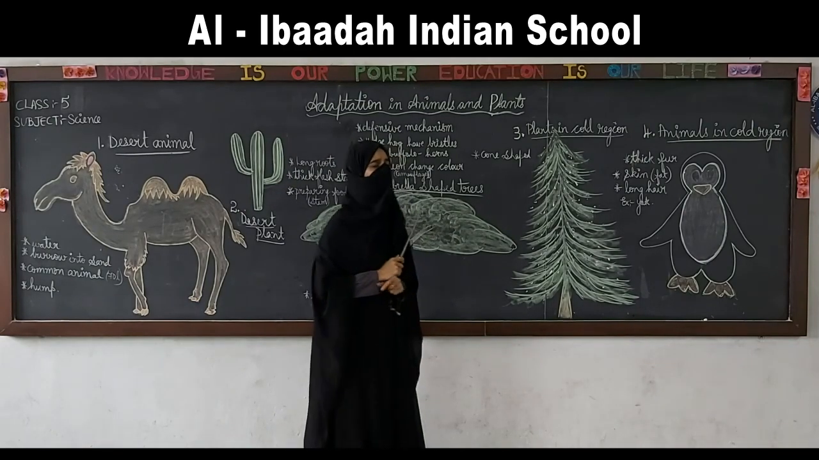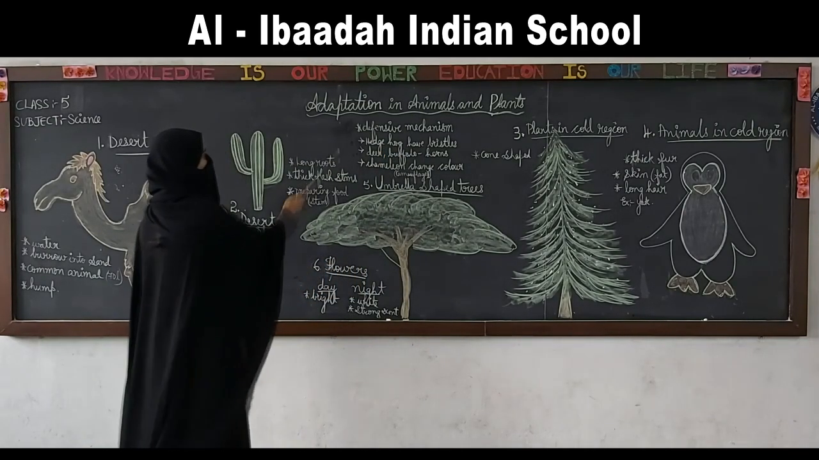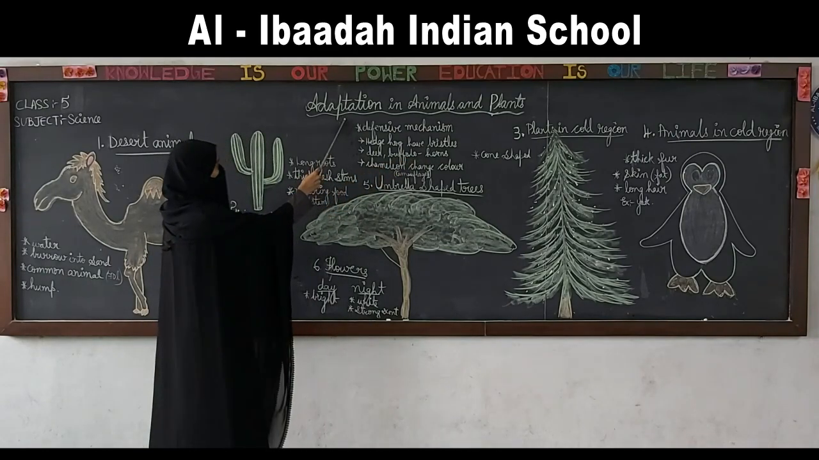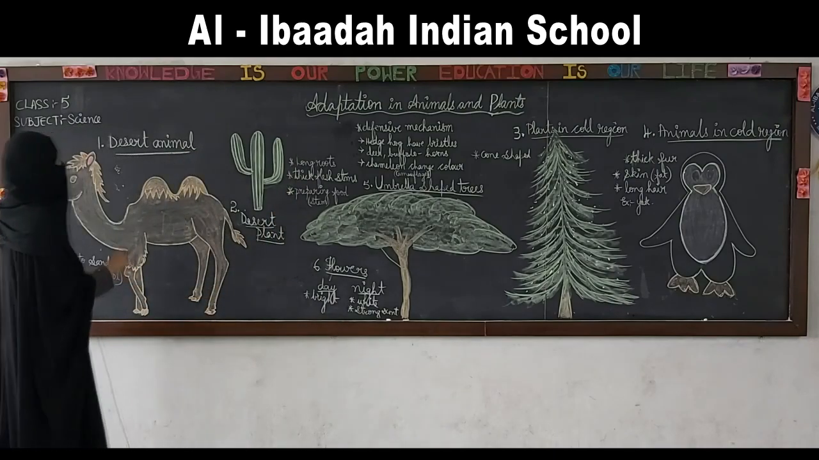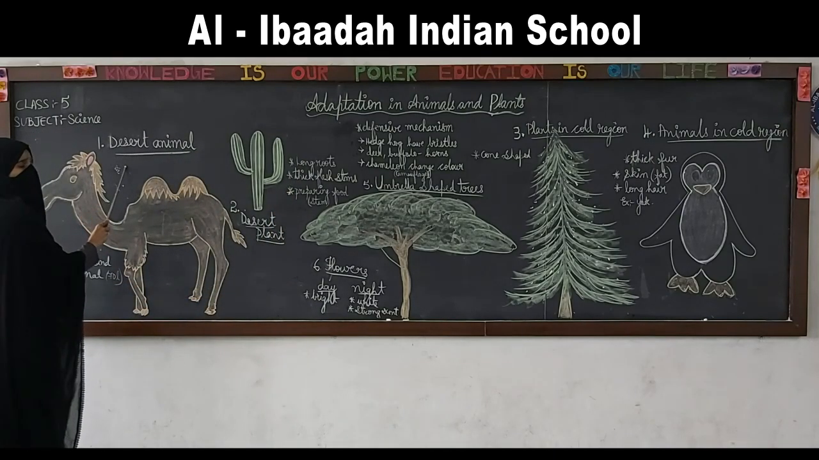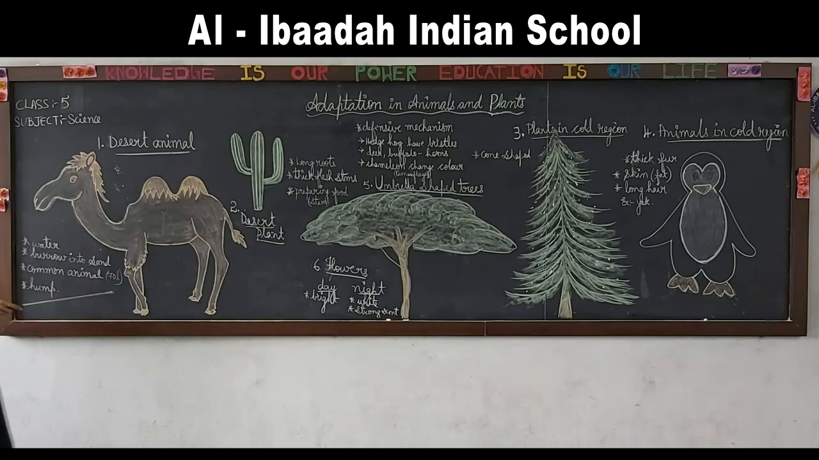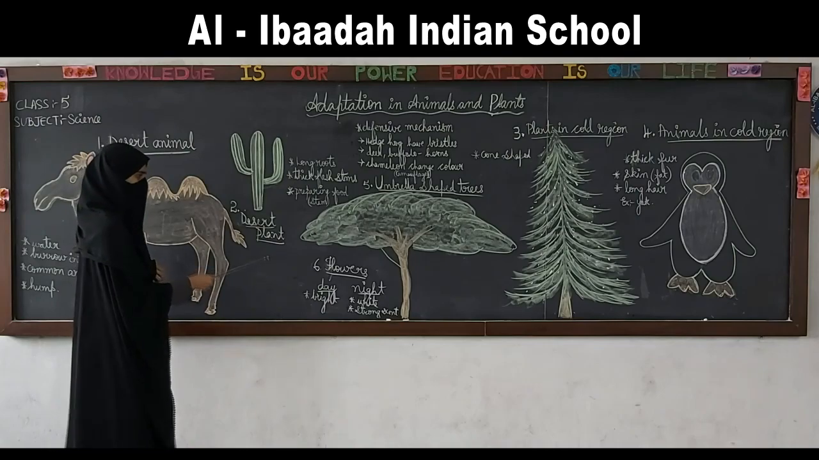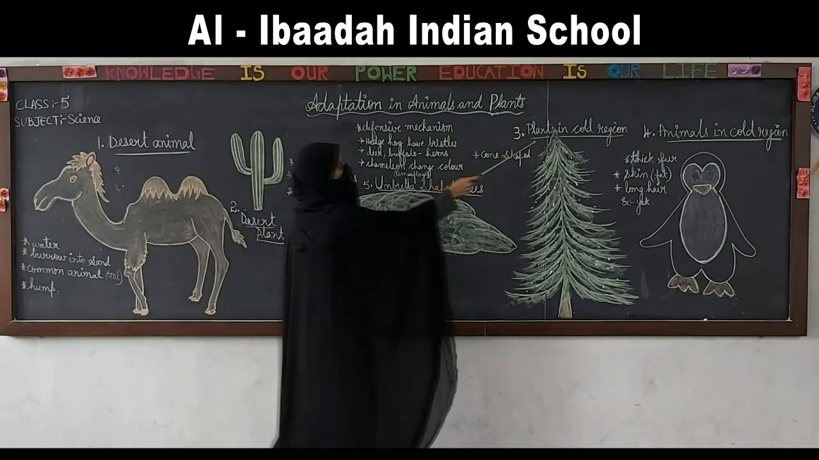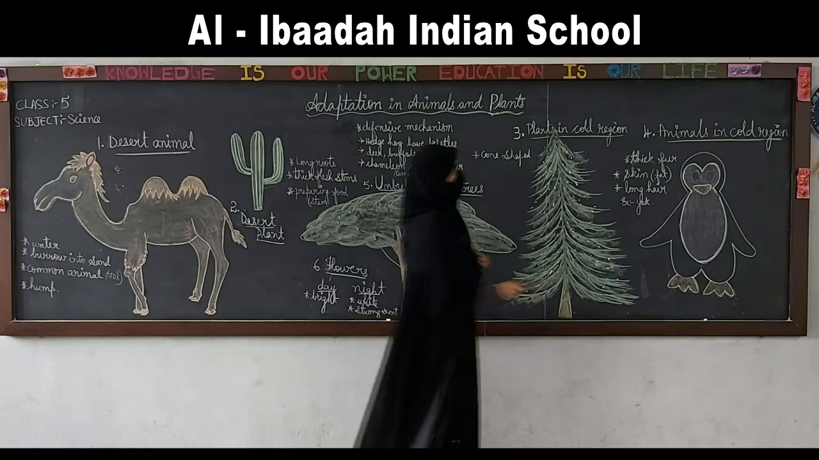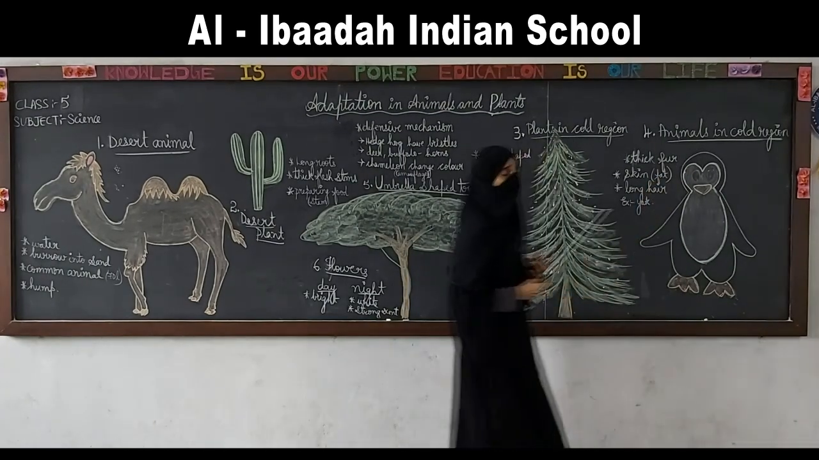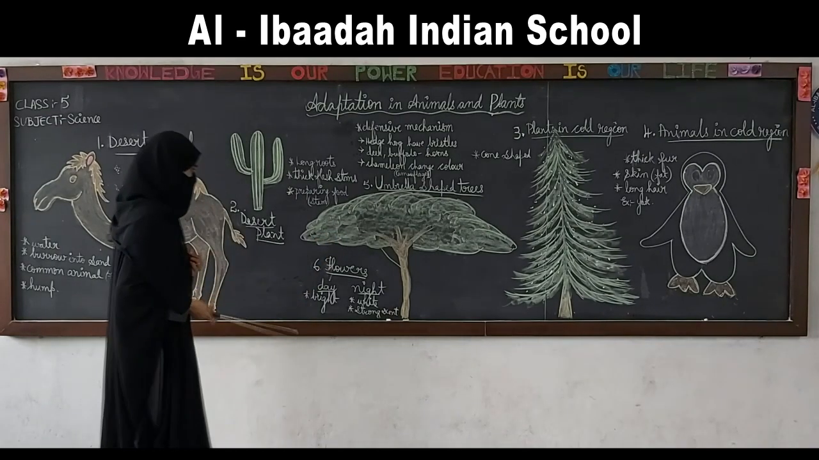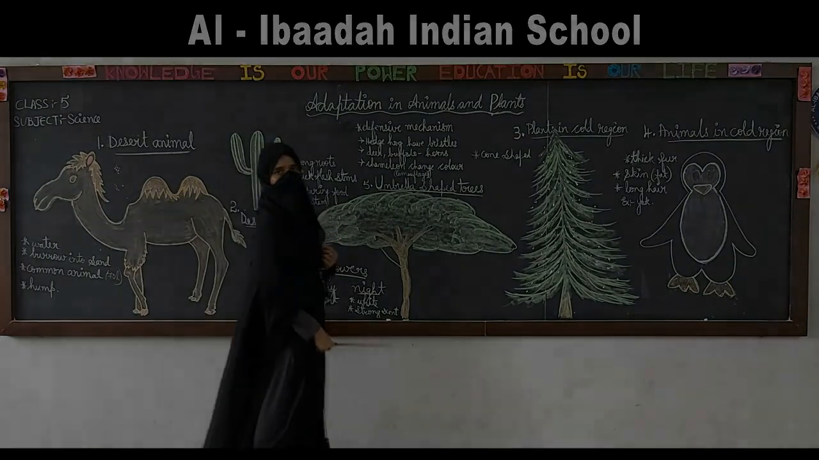So what did we study today? We studied the features of animals and plants according to their adaptation, and studied desert animals which live in the desert, desert plants which live in the desert, plants in cold regions, animals in cold regions, and umbrella shaped trees and flowers.